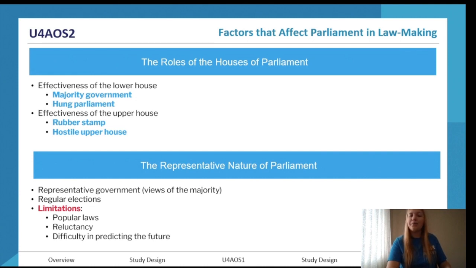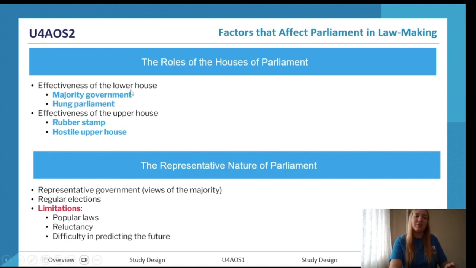Similarly, we also need to consider the effectiveness of the upper house. There are two structures that we have also studied that we need to know of here. The rubber stamp Senate, that remember just gives its stamp of approval to every piece of legislation, very good for Parliament's lawmaking. They will get lots and lots of laws passed. So it enhances their lawmaking power.